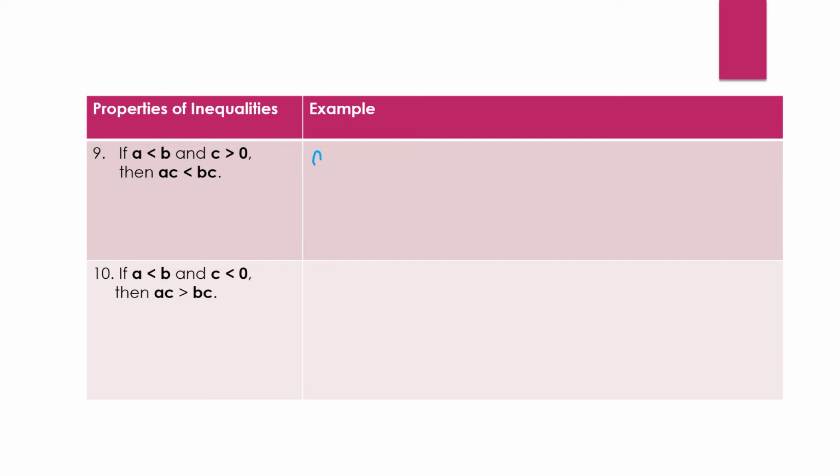So let's say A equals 2 and B equals 5. C is greater than 0, so C is a positive number. Since C is greater than 0, I will let it be equal to 3. AC is equal to 2 times 3, which is equal to 6. BC is equal to 5 times 3, which is equal to 15.